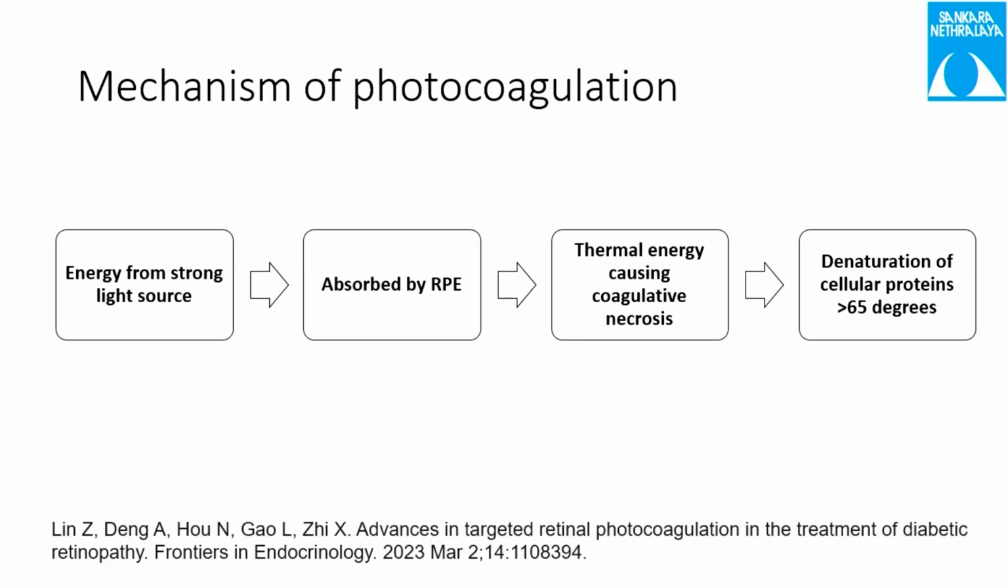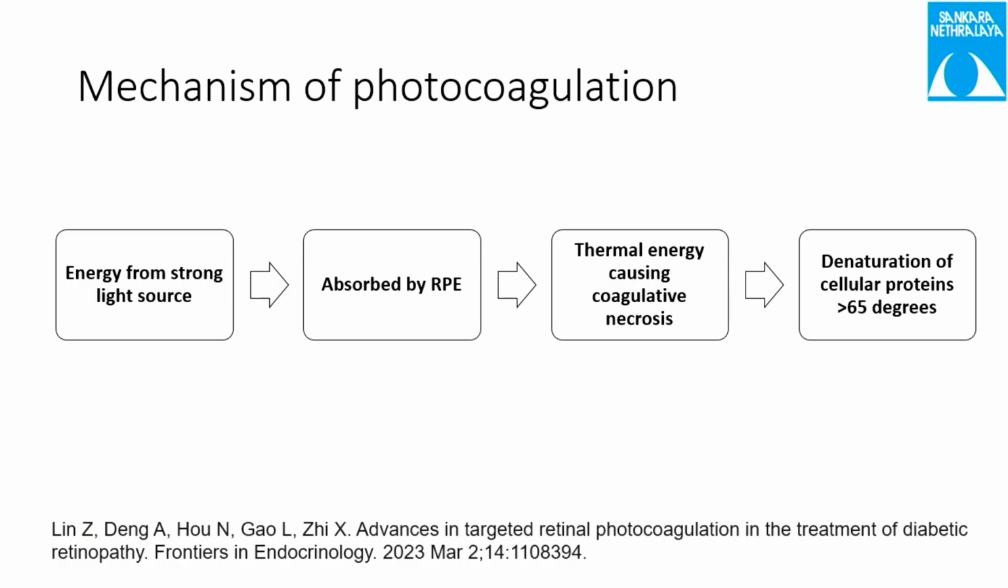So how does photocoagulation work? The lasers of varying wavelength produce energy from a strong light source. When this energy is targeted over the retinal tissues, it is absorbed by the retinal pigment epithelial cells, especially the melanin pigment and pigment underneath. This absorbed energy causes coagulative necrosis over the involved tissue, leading to denaturation of the cellular proteins. This denaturation leads to the formation of a scar later on.